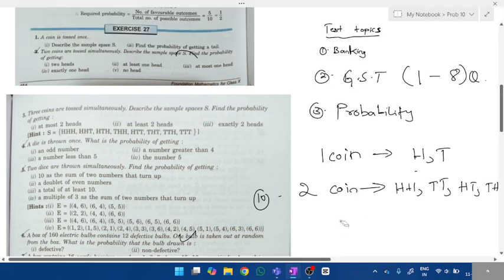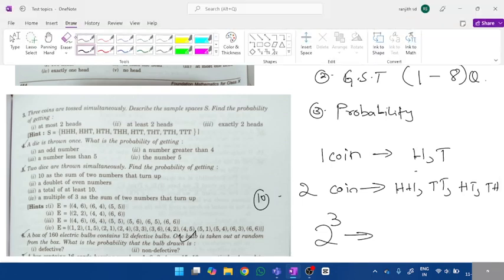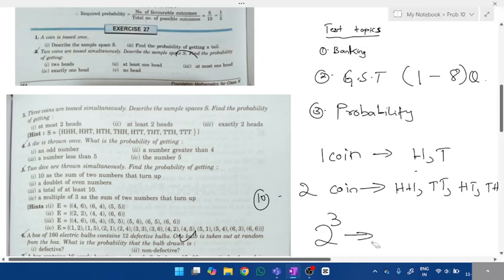Then for 3 coins, what is the total outcome for 3 coins, students? A coin has 2 faces, so 2 to the power of the number of coins, 3. What's the total outcome? 2 to the power of 3 is 8. So for your syllabus, maximum you'll have 3 coins. That question, I think, the third question will have 3 coins.